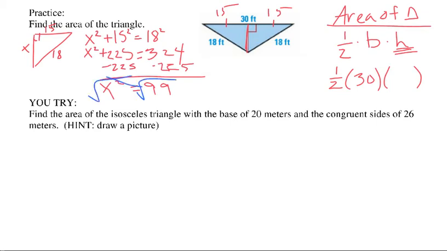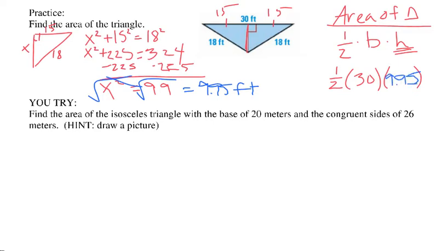I then need to put this 9.95 into my height for my area of the triangle. And when I multiply 0.5 times 30 times 9.95, I end up with 149.25.